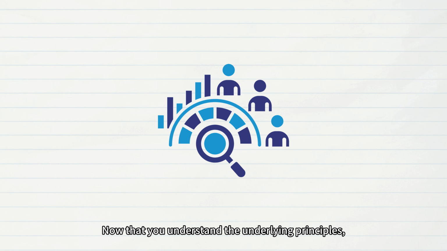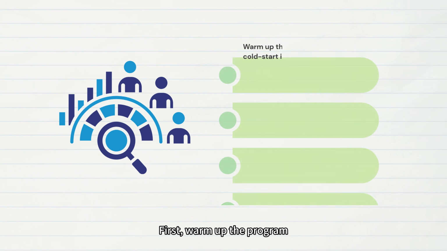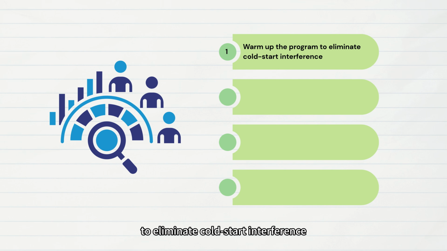Now that you understand the underlying principles, when it comes to practical application, don't just run a benchmark once, get a single number, and draw a conclusion. Instead, you should, first, warm up the program to eliminate cold start interference. Before officially measuring, let the program run several times to complete just-in-time compilation, cache loading, and other initialization steps. Once it's in a steady state, then start recording the runtime.